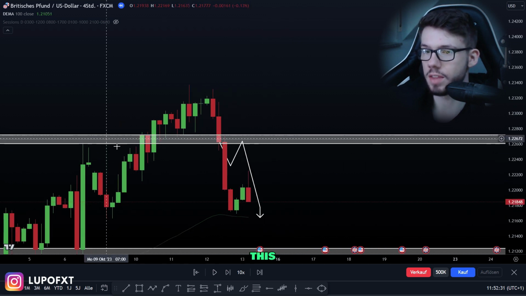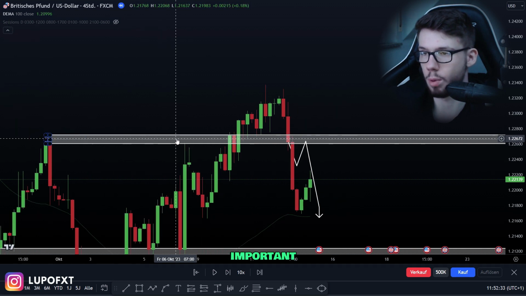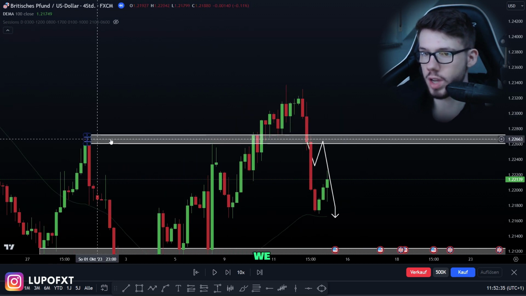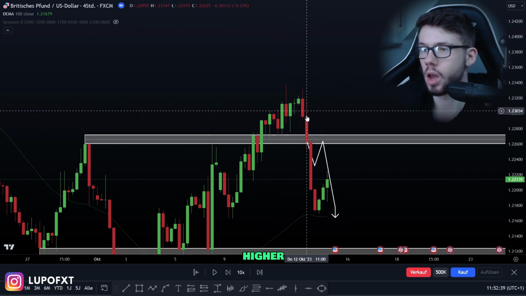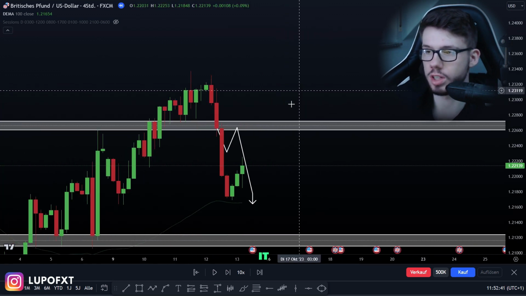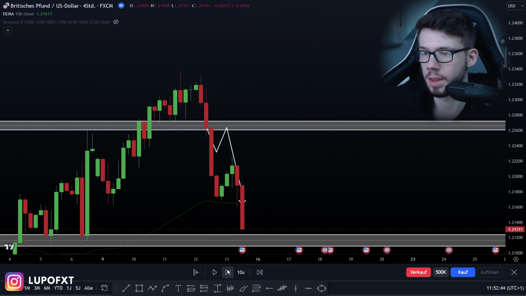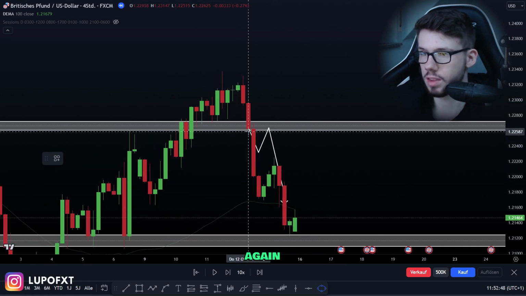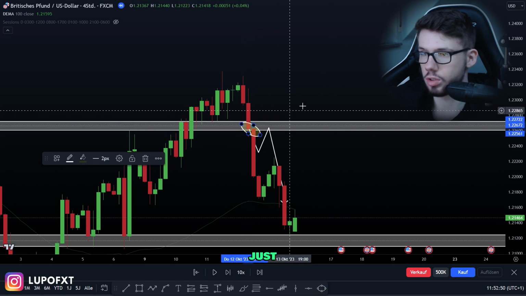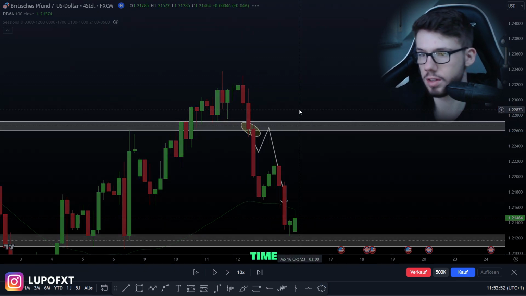So we see that this level is actually a pretty important level, because whenever we are above this level, we use it as a bounce back tool to get even higher. Whenever we are below this level, we use it to drop even further. So here we can see that this trade would have been perfect. Even in this matter, once again, let's look at this, for example, again on the 15-minute time frame.